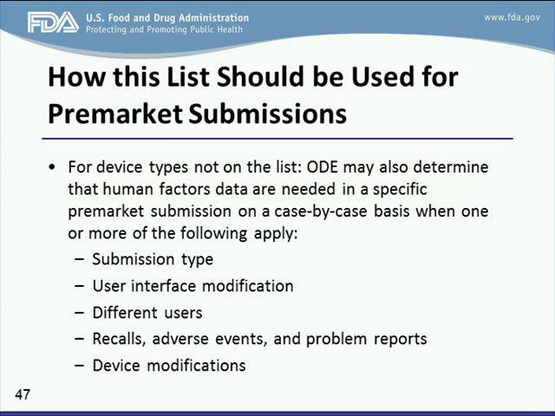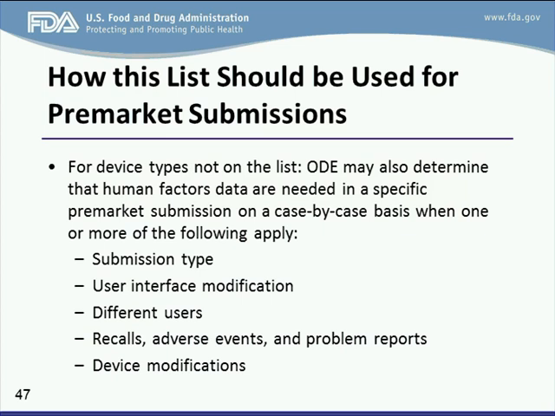Another criteria is a user interface modification. If you made a user interface modification or new user interface as a response to satisfy a special control, then you have to submit the human factors data for review. Another criteria is different users. So if your device is intended for different users, which is different from the predicate intended users, then you have to submit the human factors data for review. If your device is associated with a use error, and that use error is what led to a recall or adverse events of a medical device report, then you are required to submit the human factors data for review.